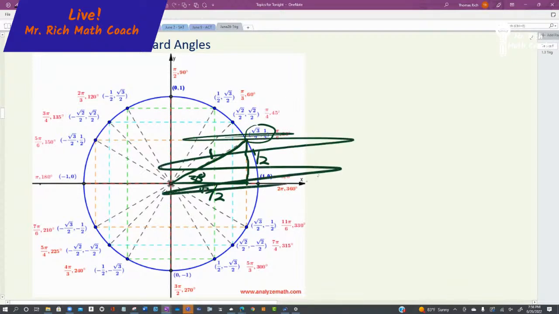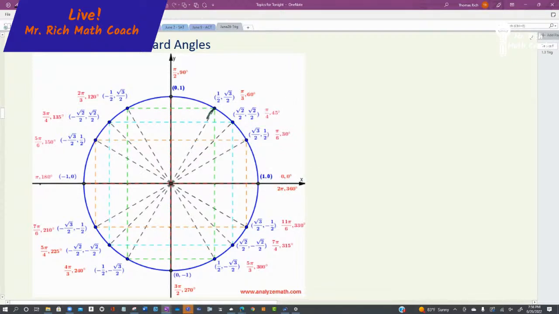When you go to the 60-degree angle, everything just kind of flips around, because now we're talking about this angle here being 60 degrees, and this one on the top is now 30 degrees.